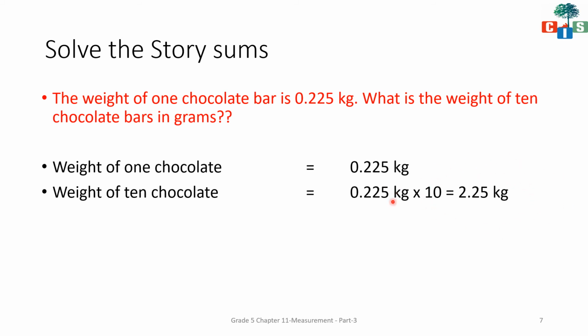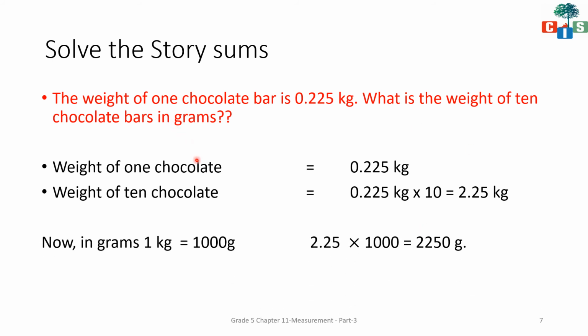Now we have to find the answer in grams. Okay, now scholars, we know that 1 kg is equal to 1000 grams. We have learned this. So how much will be 2.25 kgs? For that we have to multiply 2.25 with 1000. Here comes multiplication by 1000.